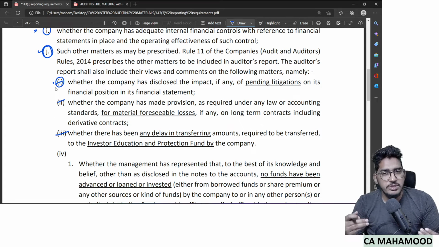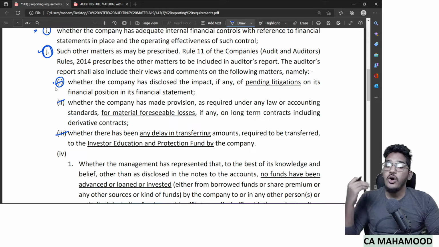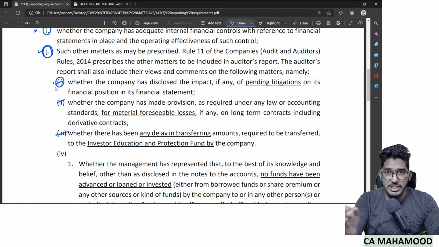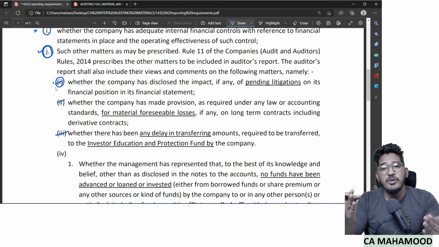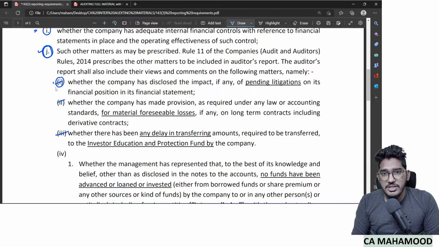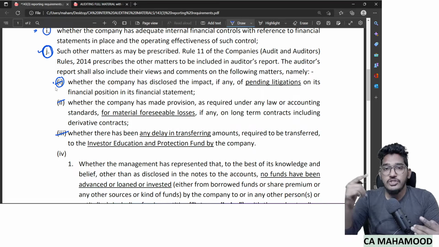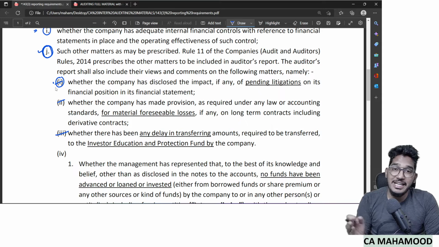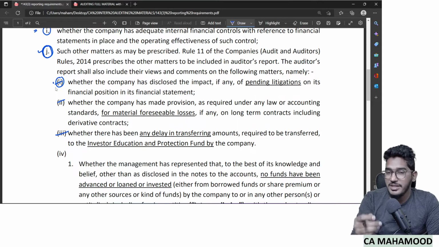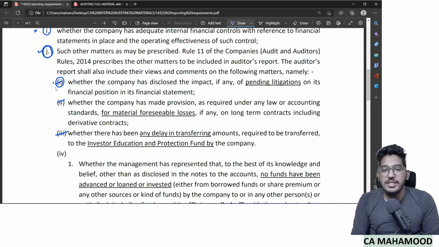Some people might have a misconception by reading this, thinking that 143 subsection 3 is expecting the auditor to give disclosure of pending litigations. The answer is no. This particular section is not asking the auditor to give disclosures in the audit report regarding pending litigations. What this section in fact expects the auditor to do is check whether management disclosed the impact of pending litigations in the financial statements.